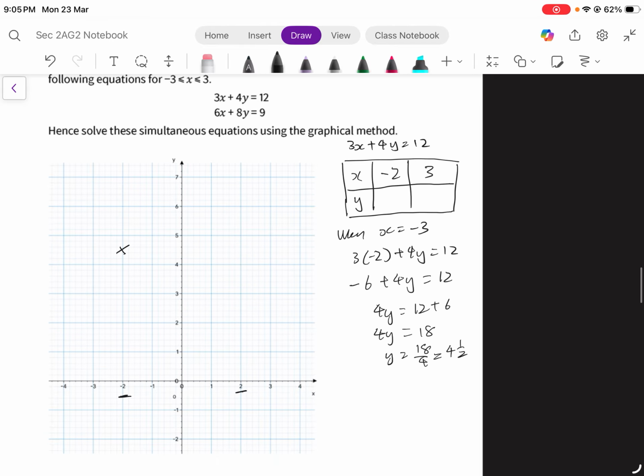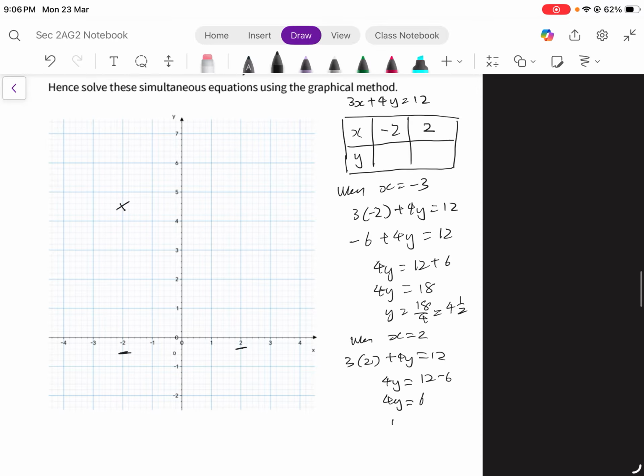Then after that, since just now 3 gave us a not nice number, let's try 2. So when x equals 2, 3 times 2 plus 4y equals 12. 4y is 12 minus 6, so 4y will be 6. y is 6 divided by 4 equals 1.5. 1.5 is here.